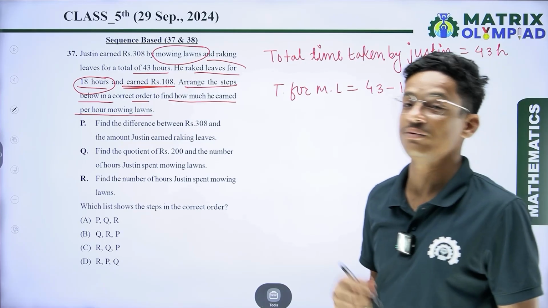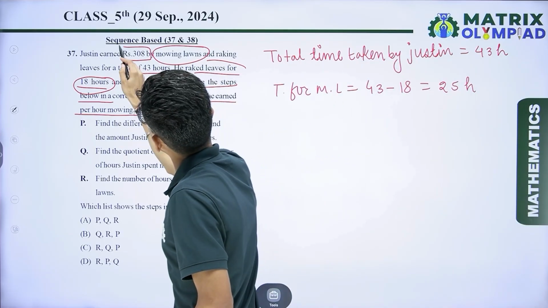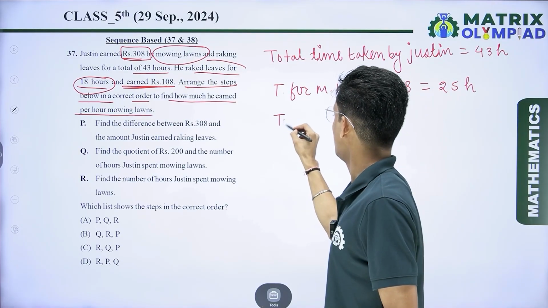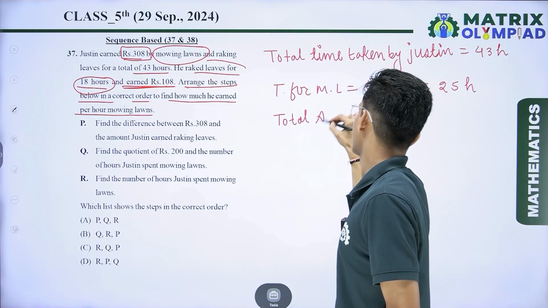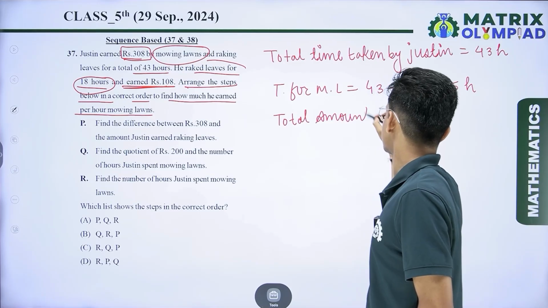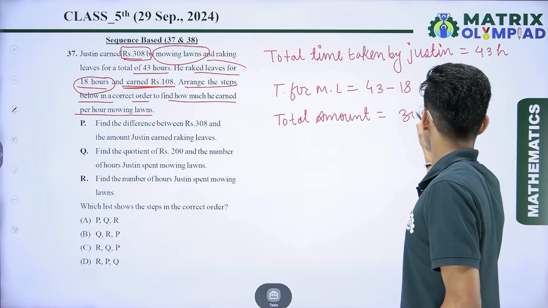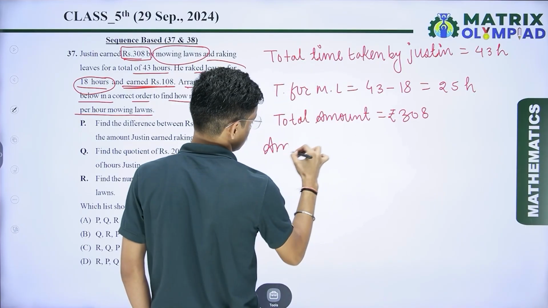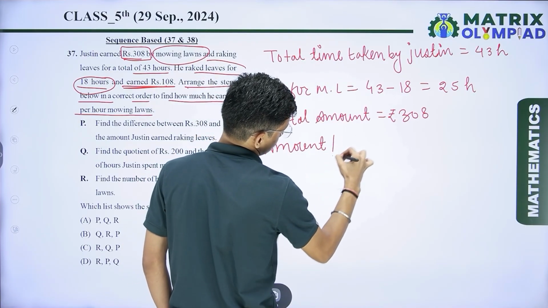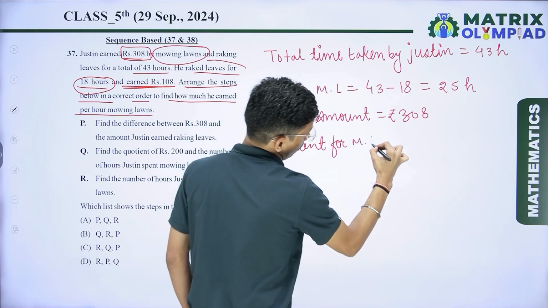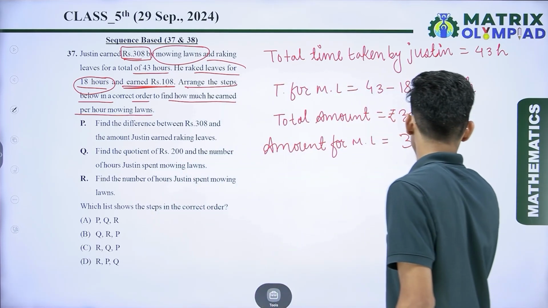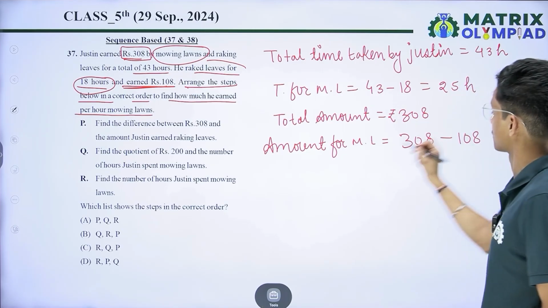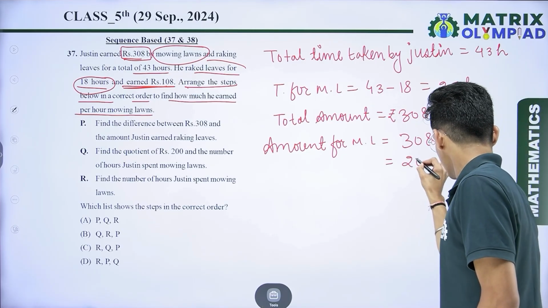Now again in this question we are given that Justin earned a total amount of 308 rupees for mowing lawns and raking leaves. So I can say that the total amount is equal to 308 rupees. So the amount for mowing lawns is the total amount 308 minus 108, which is the amount for raking leaves. So here we get an amount of 200 rupees.